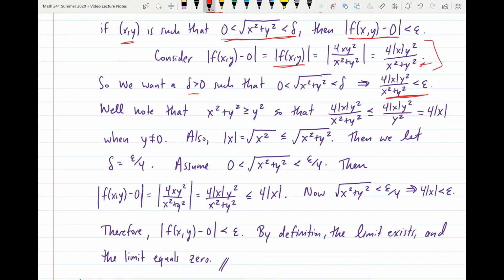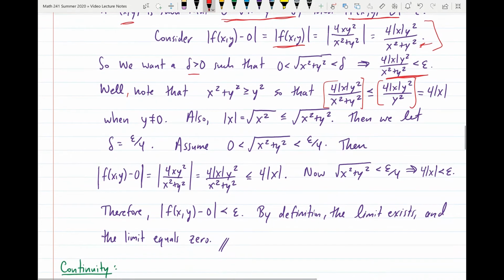Well, we can note that x squared plus y squared is going to be greater than or equal to y squared, regardless of what x squared or y squared we choose, because x squared and y squared are both greater than or equal to 0. And so this implies that 4 times the absolute value of x times y squared over x squared plus y squared is less than or equal to 4 times the absolute value of x times y squared over just y squared. Because remember, x squared plus y squared is greater than or equal to y squared, implying that this guy has to be less than this guy.